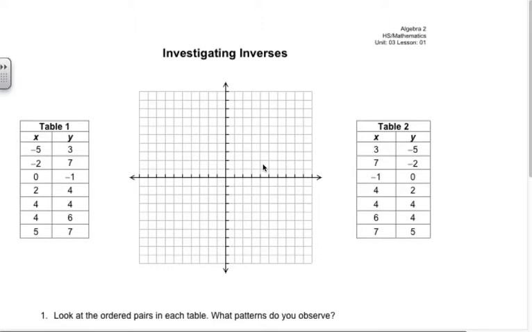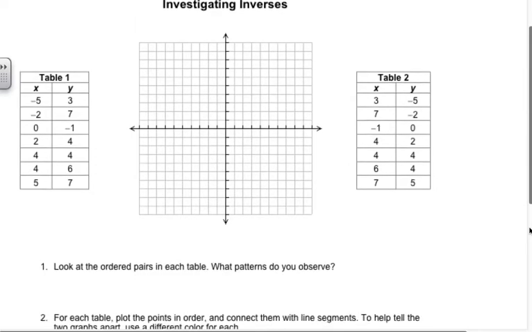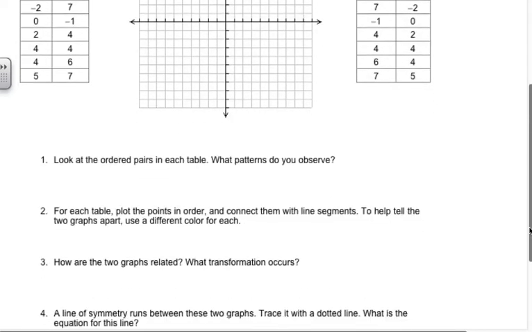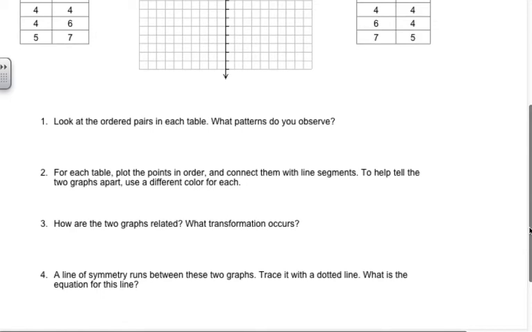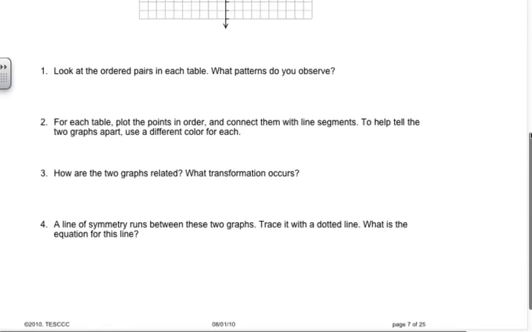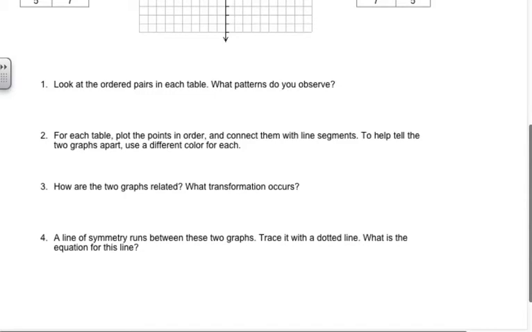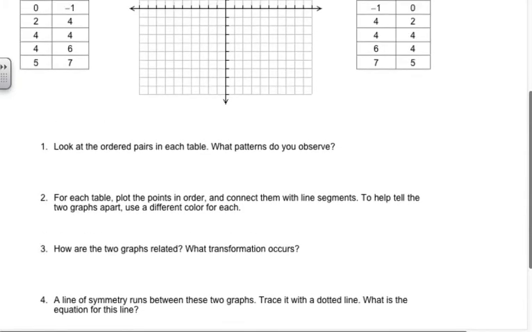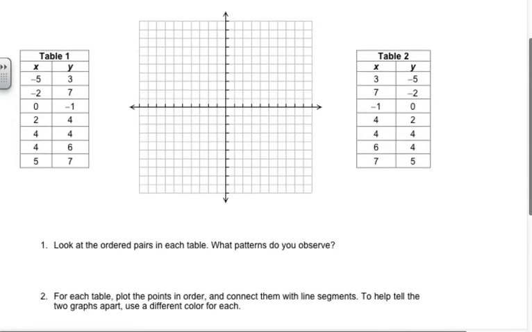Inverses. You should have this in front of you. The first thing we take a look at is you notice you have two tables and a coordinate plane. Well, let's come down here and take a look at number one. What number one tells us to do is look at the ordered pairs in each table. And there's a pattern to this. So let's take a look at the ordered pairs in table one.